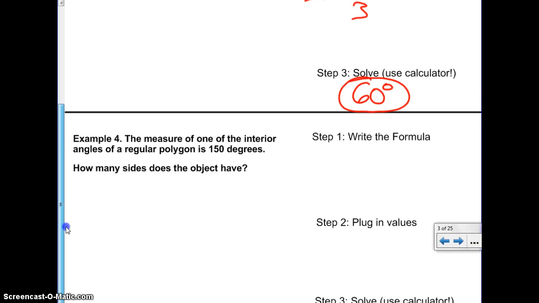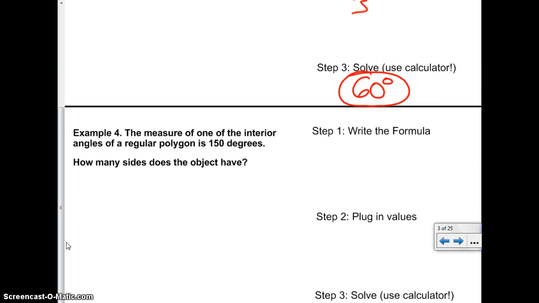The other way you might see it is maybe they give you the interior angle, that one angle, and you have to work backwards, kind of like what we saw before. Let's look at example 4. It says the measure of one of the interior angles of a regular polygon is 150 degrees. How many sides does the object have? So once again, we're solving for sides, and they gave us one of the interior angles. So we think of the formula we just used, which is n minus 2 times 180 all over n.